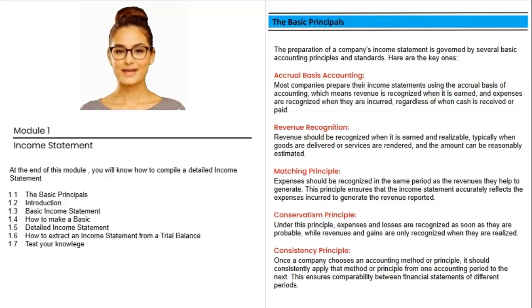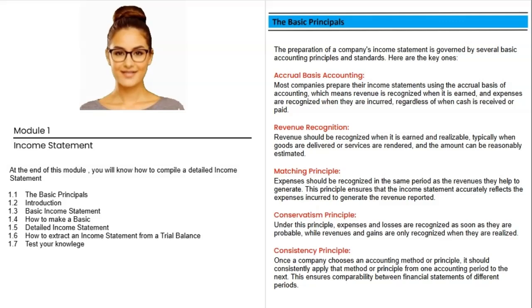Then we have revenue recognition. Revenue should be recognized when it is earned and realizable, typically when goods are delivered or services are rendered, and the amount can be reasonably estimated. So, revenue recognition is an aspect of accrual accounting that stipulates when, and how, businesses recognize or record their revenue. The principle requires that businesses recognize revenue when it's earned, the accrual accounting concept, rather than when payment is received, the cash accounting concept.